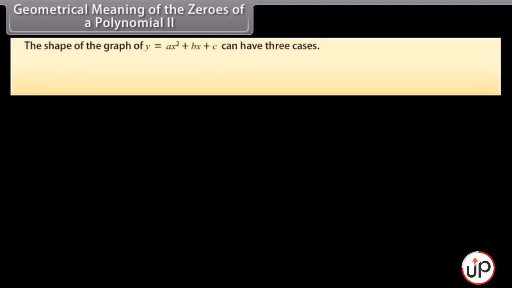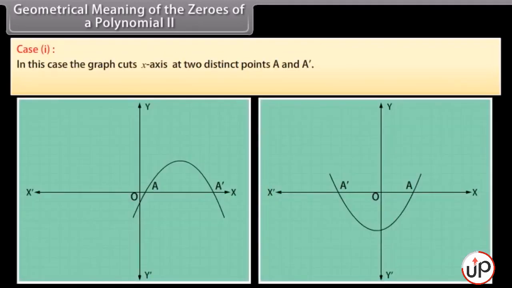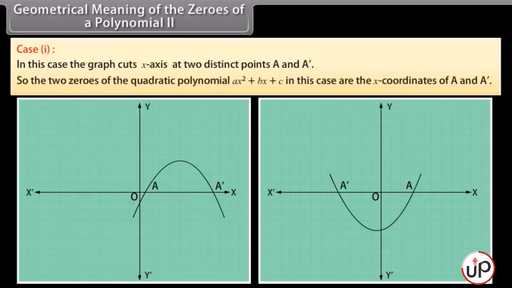Geometrical meaning of the zeros of a polynomial 2. The shape of the graph of y is equal to ax square plus bx plus c can have 3 cases. Let's discuss them one by one. Case 1. In this case, the graph cuts x-axis at 2 distinct points A and A bar. So the 2 zeros of the quadratic polynomial ax square plus bx plus c in this case are the x-coordinates of A and A bar.